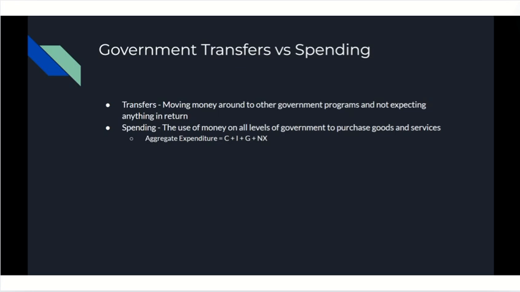Spending is pretty self-explanatory. It's just when the government spends money to buy things. The government is going to have to pay utilities on their buildings or various things like that. And to calculate spending, the aggregate expenditure is equal to C, which is consumption, plus investment, plus government spending, plus net exports, which is exports minus imports. And that's just going to give you your total spending.